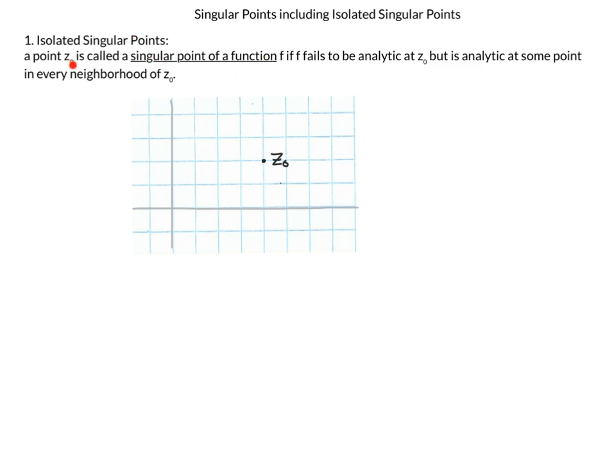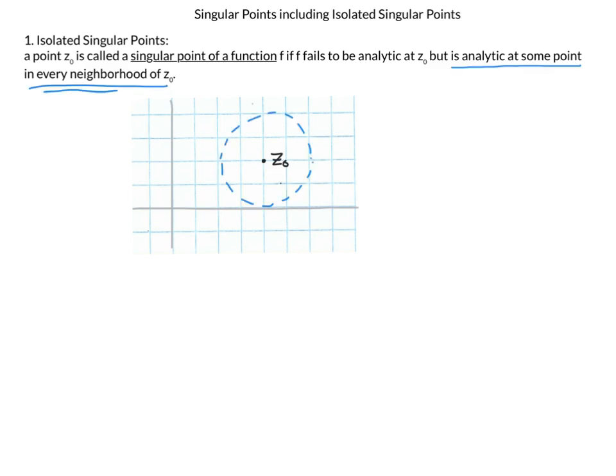A point z0 is called a singular point of a function f if f fails to be analytic at z0, but is analytic at some point in every neighborhood of z0. It's fairly straightforward to understand what it means that f fails to be analytic at z0. Let's take a closer look at what it means that it's analytic at some point in every neighborhood of z0.